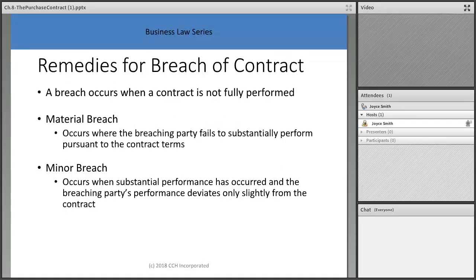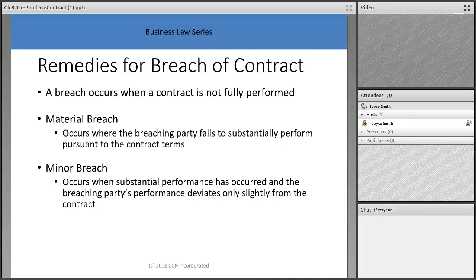Remedies for breach of contract. The breach occurs when a contract is not fully performed. So we have something called a material breach. It occurs where the breaching party fails to substantially perform pursuant to the terms of the contract. We have a minor breach. It occurs when substantial performance has already occurred and the breaching party's performance deviates only slightly from the contract.